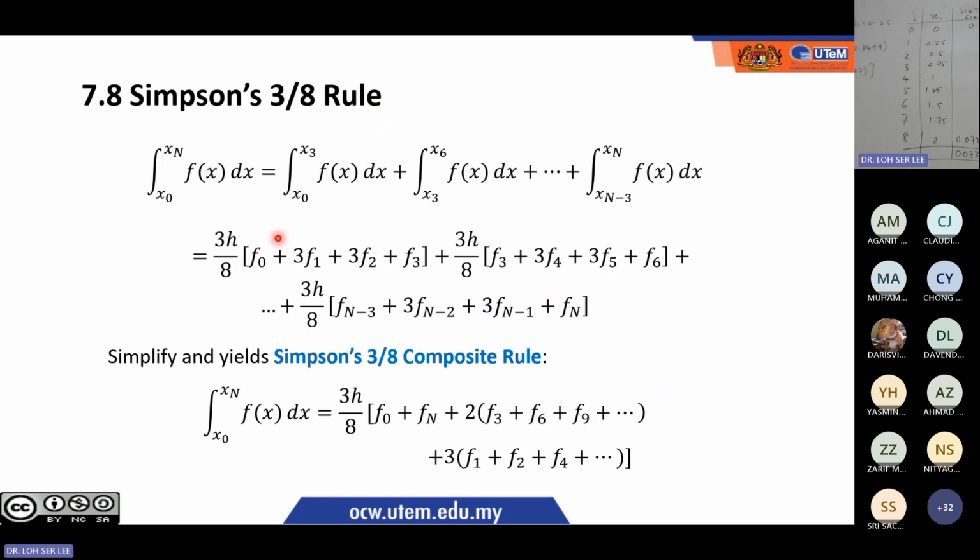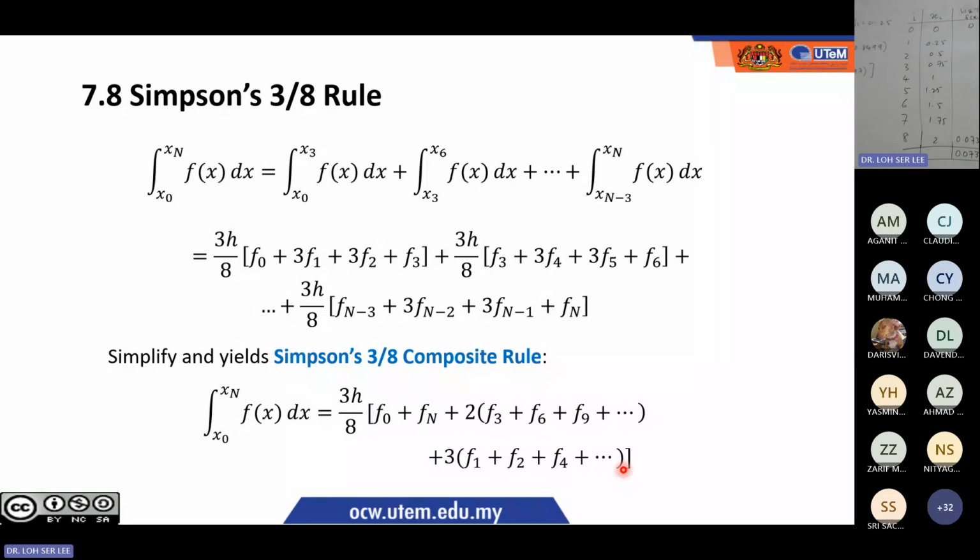Okay, so for each of 3 subintervals, we have the formula of this. Okay, this is the second set of 3 subintervals. This is the next one. Okay, so when we expand and we group it back, we will get this Simpson's 3/8 composite rule. Okay, so all this composite rule formula will be given in the appendix. What you need to know is which method should be used.